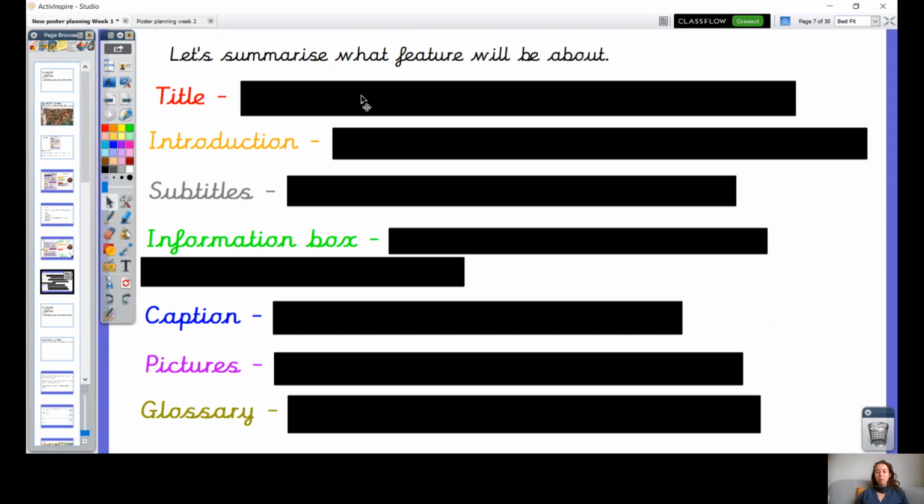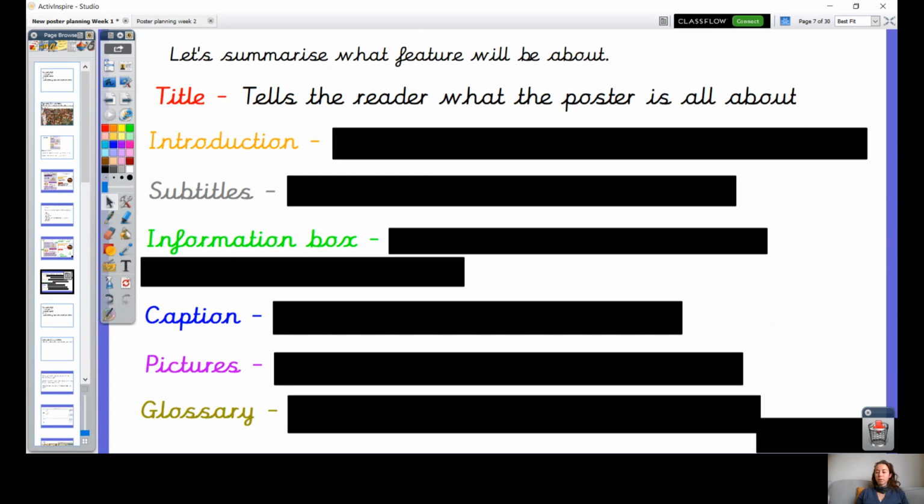Okay, so let's go through these together. You might have thought of something similar, hopefully. So a title. The title tells the reader what the poster is all about. Put your finger on the title on your page so that you're really clear where that is. It's normally at the top, isn't it? Nice and big and clear.